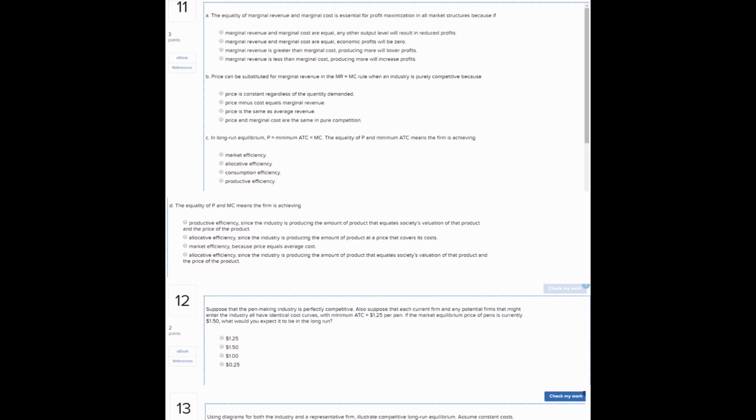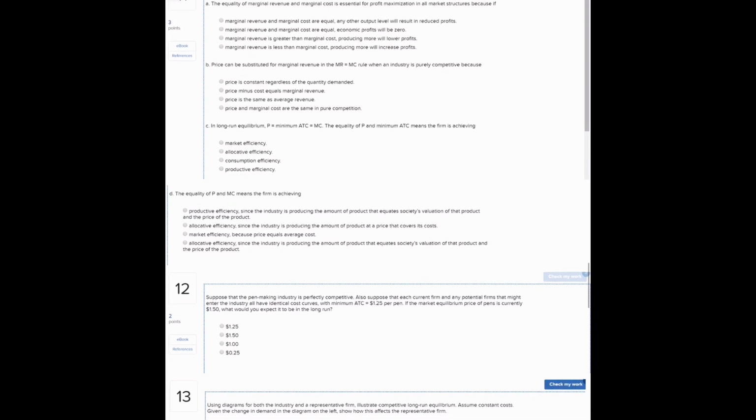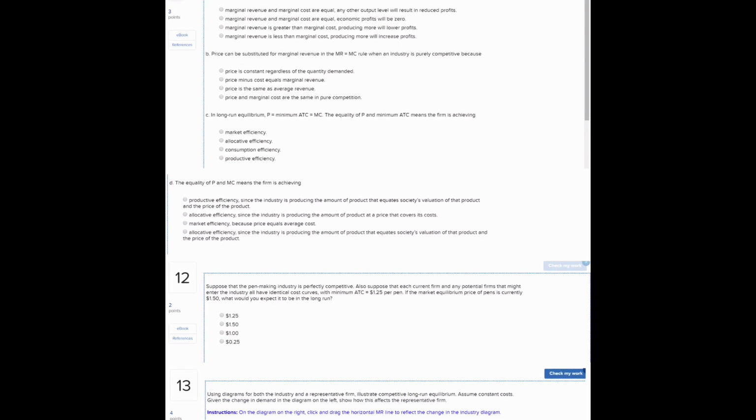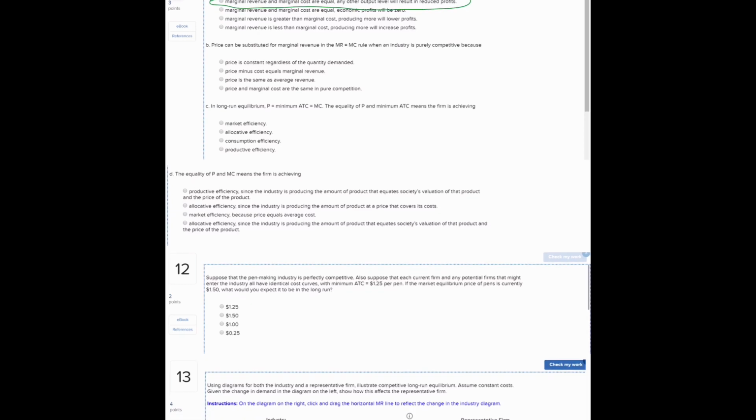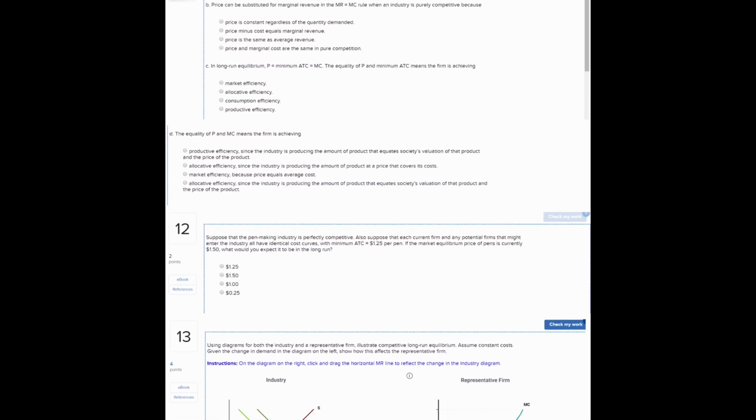Number 11, the equality of marginal revenue and marginal cost is essential for profit maximization in all market structures because, and this appears to be a restatement of a previous one, but what we know is that if marginal revenue and marginal cost are equal, then any other output level will result in reduced profits. So here's our answer. I want to make sure I'm circling the right one. Sometimes I don't do that. Yeah, there we go. B, price can be substituted for marginal revenue in the MR equals MC rule when an industry is purely competitive. This is just some definition stuff.